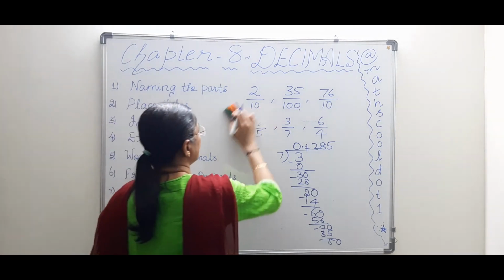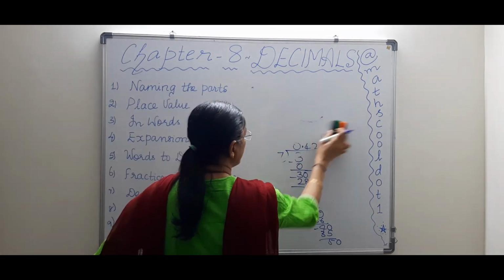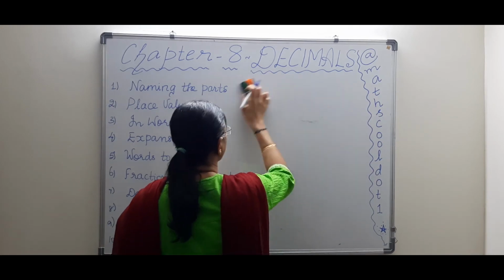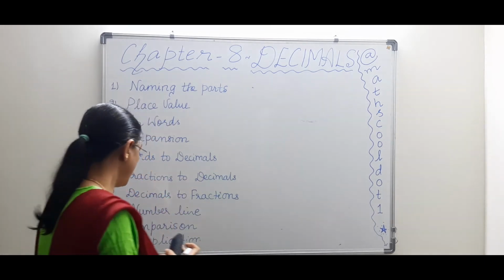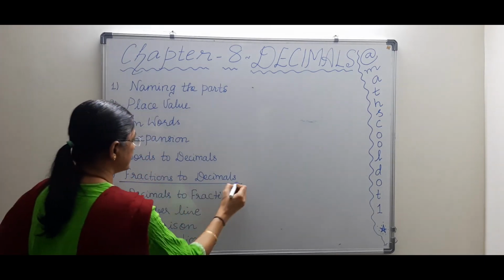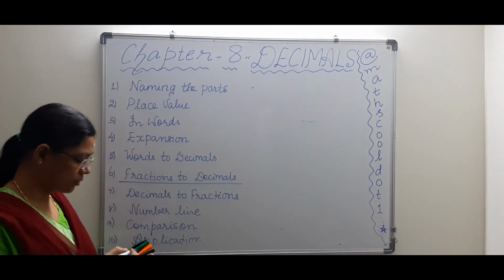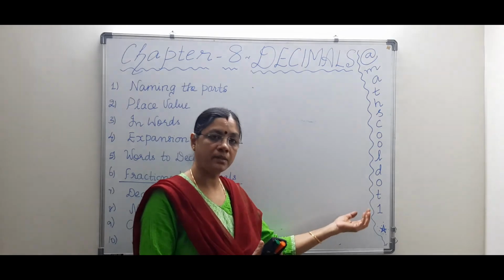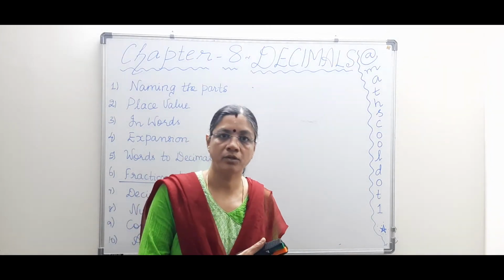So we have seen fractions to decimals. I hope you would have understood up to this. We have done until fractions to decimals in this class. So in the next class, we'll be seeing how to convert decimals back to fractions. We have seen fractions to decimals, isn't it?